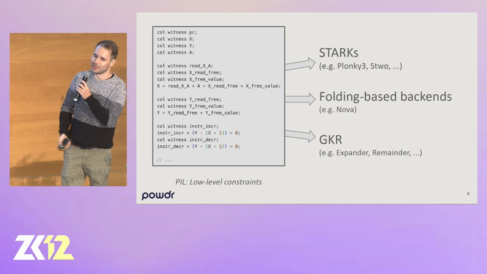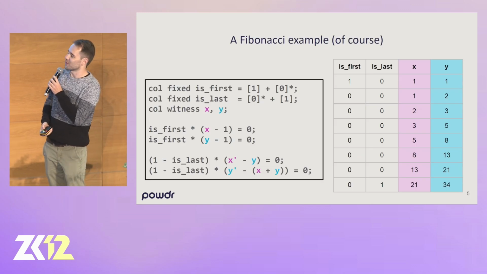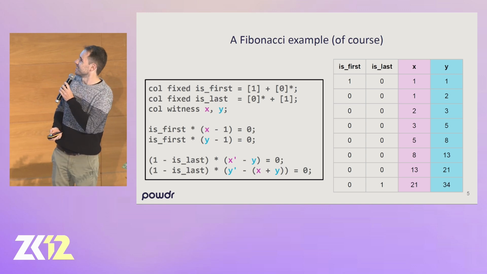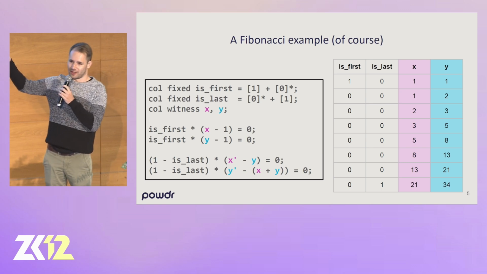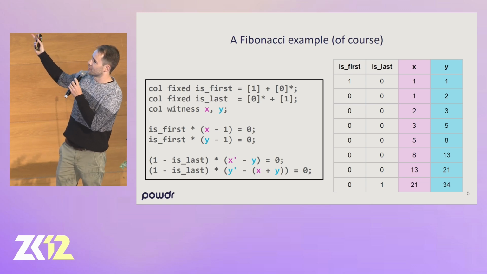In order to explain that, let's go through some of the details of PIL. Of course, I'm going to explain this using Fibonacci. On the left-hand side, you see a very simple PIL program that describes a Fibonacci computation. On the right-hand side, you see the corresponding execution trace.